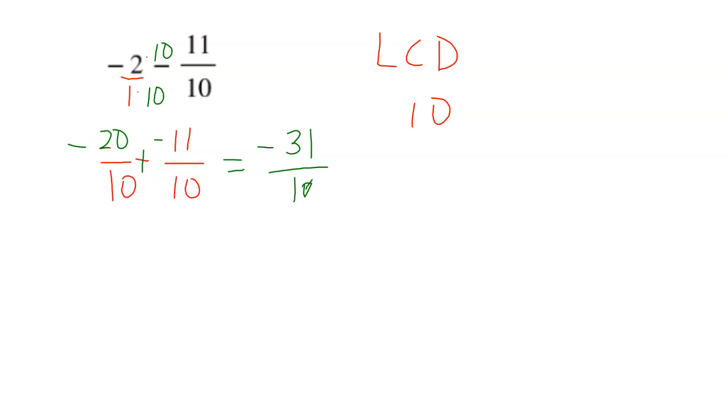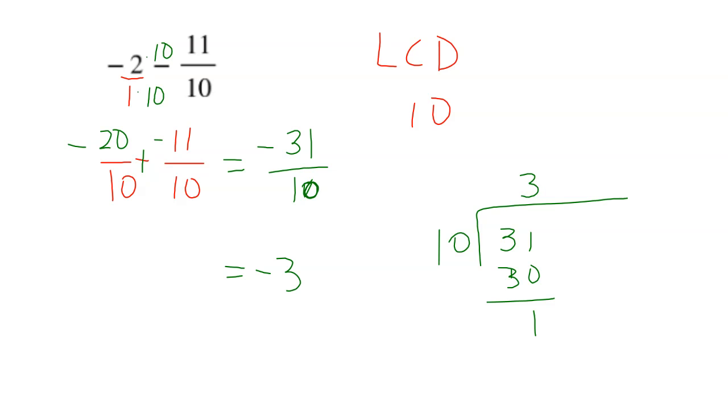And depending on the problem, you could leave it like that, or you could change it back to a mixed number by dividing. 10 will go into 31 3 times, 1 left over, so this will be negative 3 and 1/10. So that's another subtraction problem with fractions.